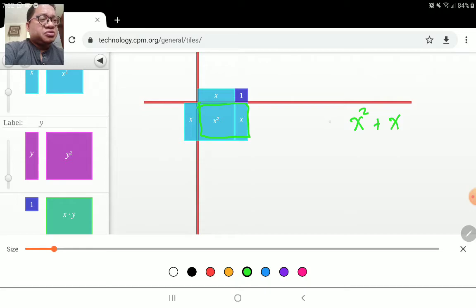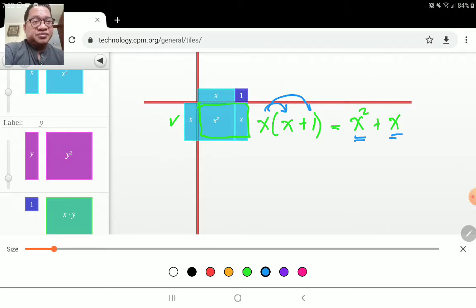So what did we multiply? We multiplied x times x plus 1. What we did is x times x, you did it like this before, is x squared, and x times 1 is x, right? But geometrically, this is the geometrical illustration of that algebraic multiplication, right?